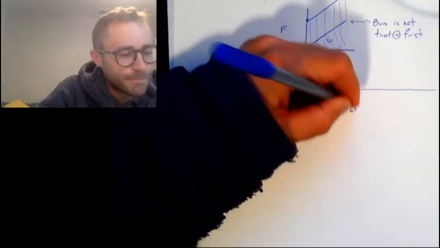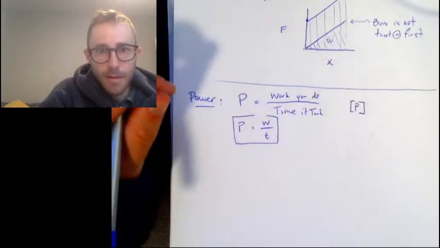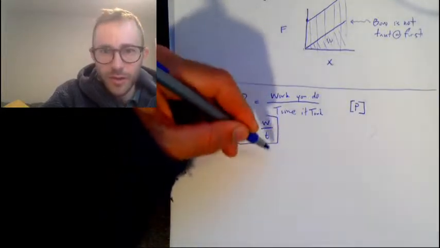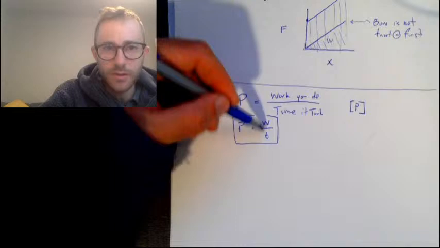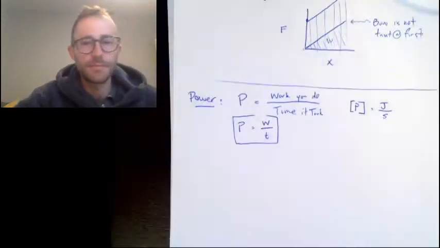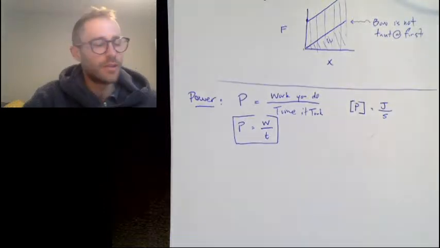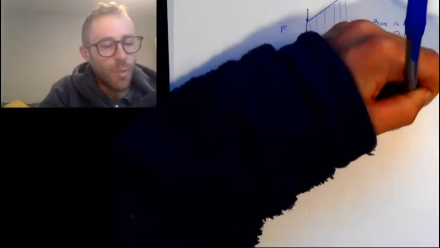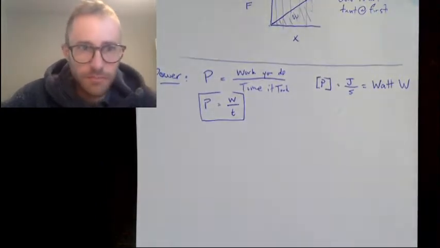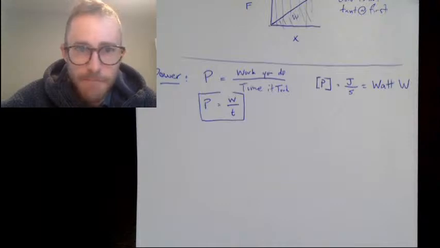So what would be the units of power? The units of power, well, work is measured in joules and time is measured in seconds. Work divided by time, so it's joules per second. Okay, this has a special name. It is called the watt, W. So power is measured in watts.